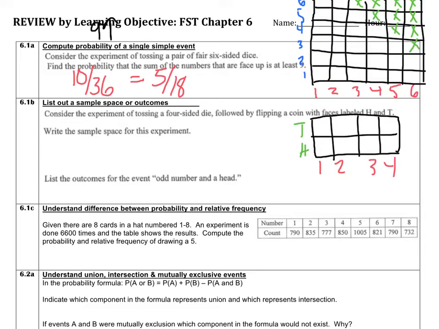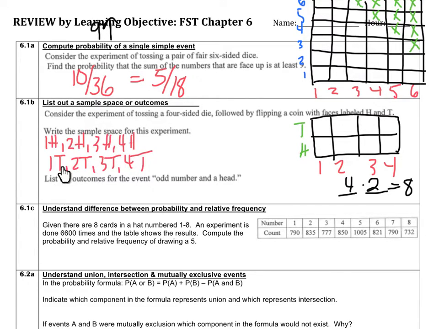And again, you can get that by saying we have a four-sided die and a two-sided coin, so 4 times 2 is going to give us the 8 scenarios. So let's write out these different 8 scenarios for this entire sample space. And when you do that, these are the 8 that you're going to get. For example, we're just going to do 1H, 2H, 3H, 4H, and then the T's.